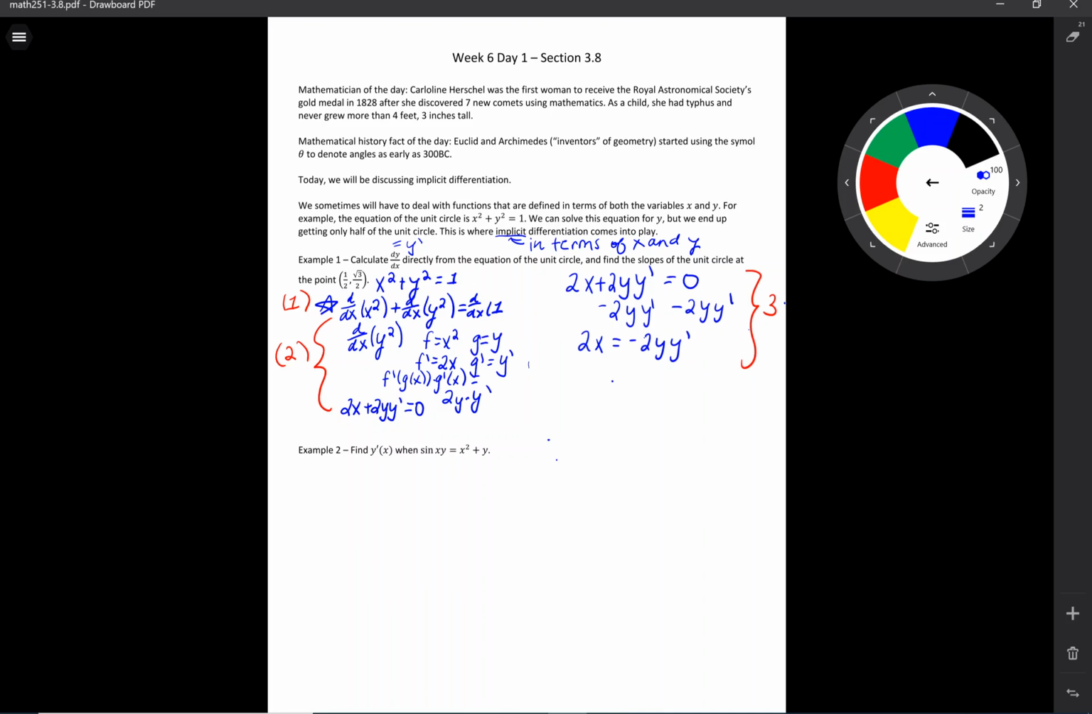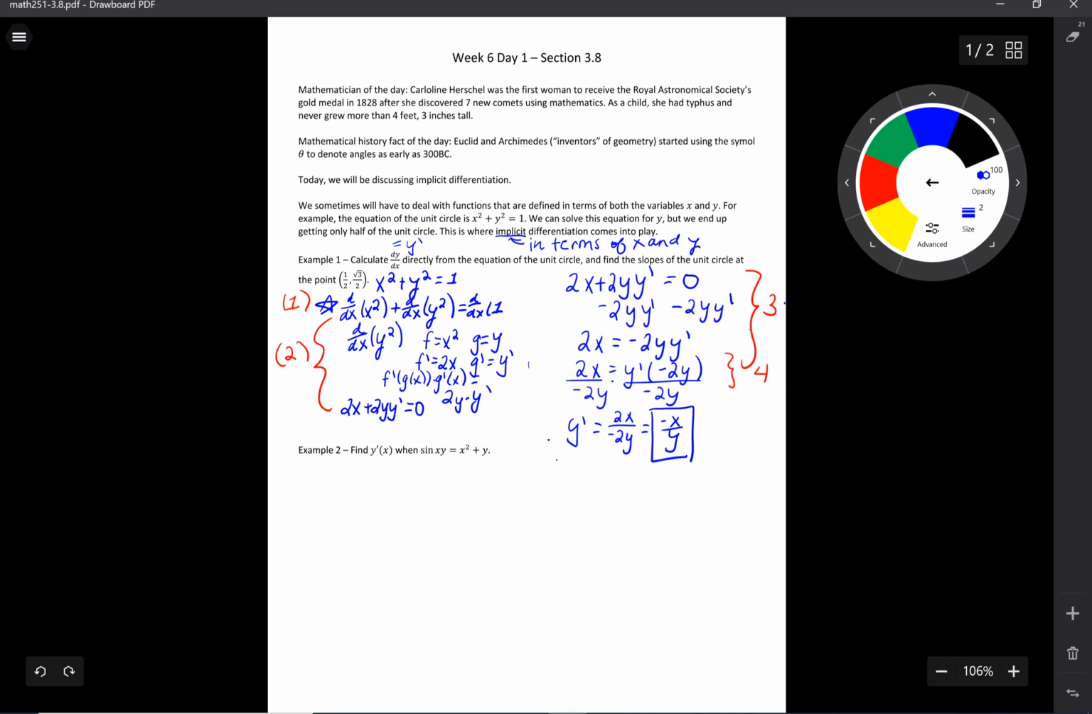Finally, I factor out a y prime. So when I factor out y prime from this side, I am left with negative 2y. This is step number 4. And my last step is I divide out to solve for y prime. So I get y prime equals 2x divided by negative 2y, or simply negative x over y. So this is y prime. This is what I want. This represents the slope of the unit circle at any point x and y.